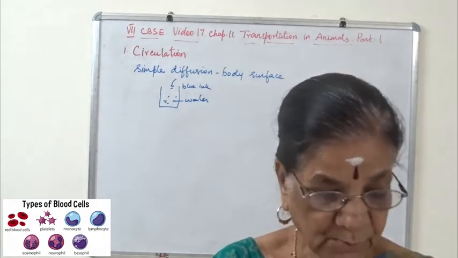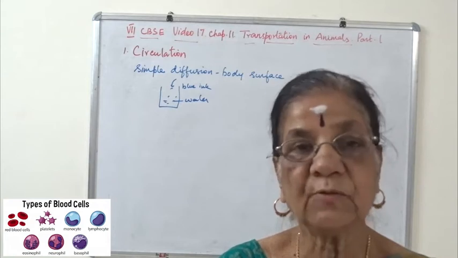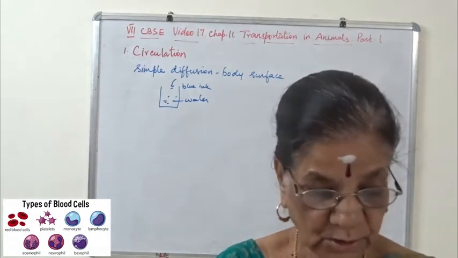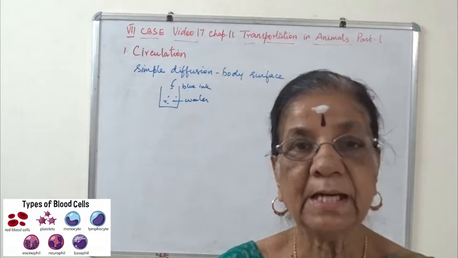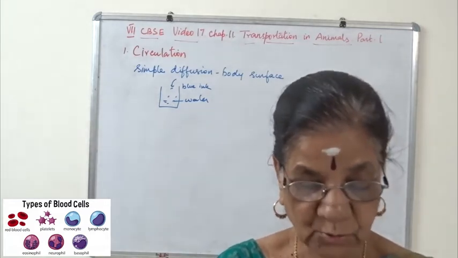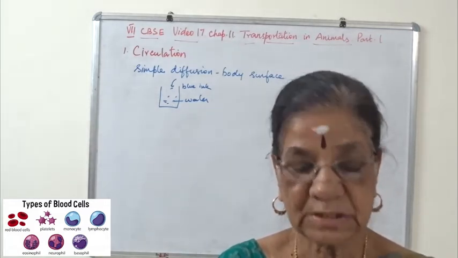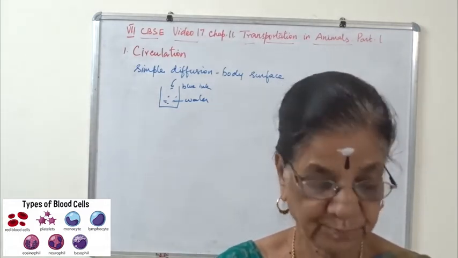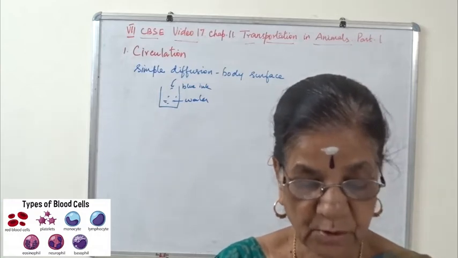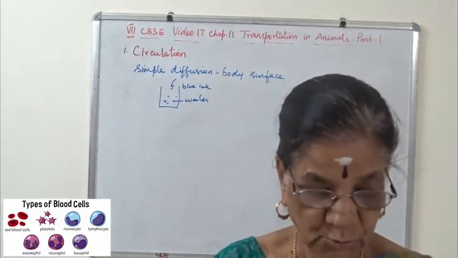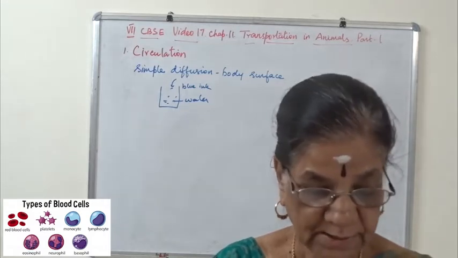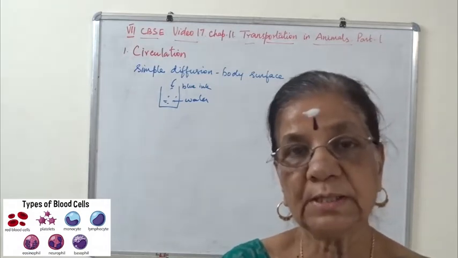Animals like cat, dog and human have a well developed circulatory system, which is made up of blood tubes called blood vessels, through which blood flows, and a muscular organ called the heart.